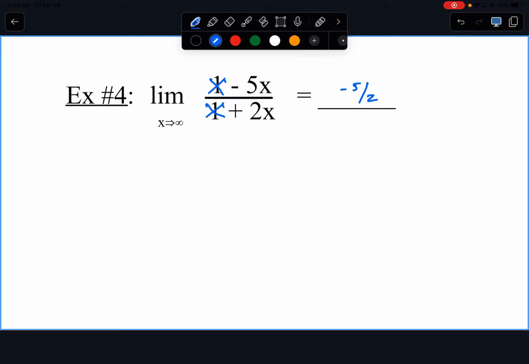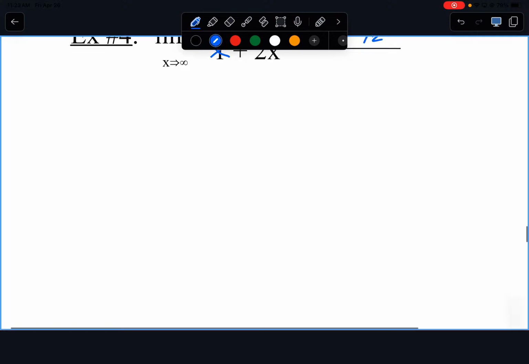So like I said, we did a couple of examples that were bottom heavy to show you the y equals 0. There's an example where it's a tie, which means we're just using the coefficients. And we've got one option left. What haven't we looked at yet? Top heavy.